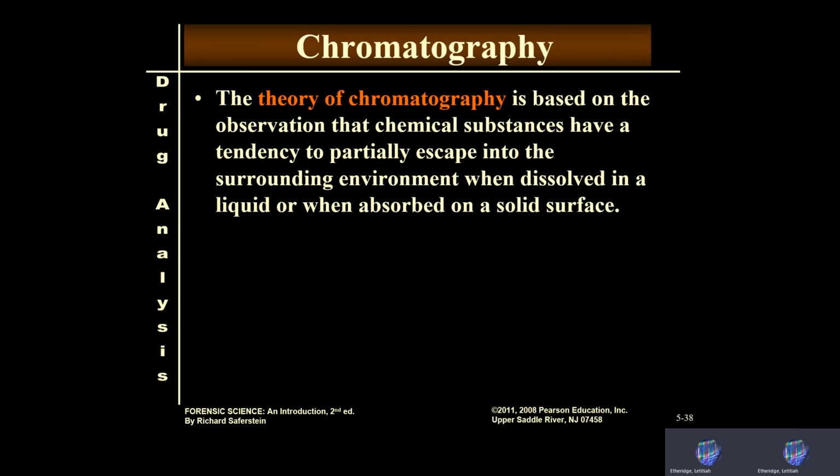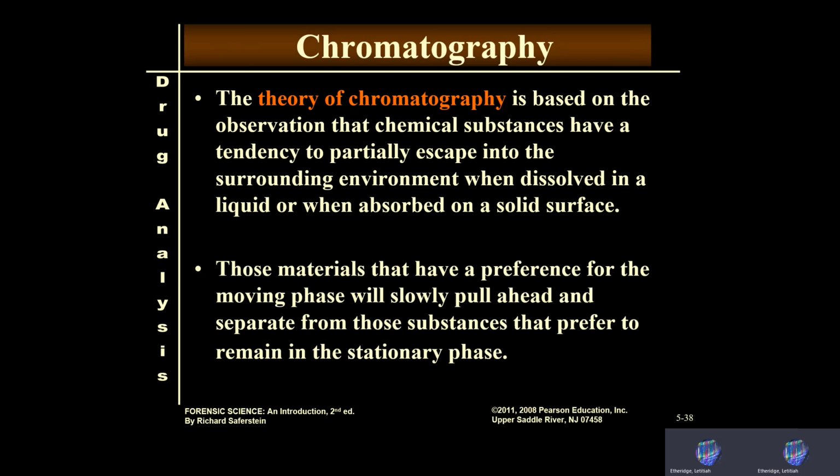Okay, so the theory of chromatography is going to be based on the theory that chemical substances are going to partially escape into the environment when they are dissolved in a liquid or absorbed on a solid surface. There are different types of chromatography, which we'll talk about. We'll talk about TLC, which is thin layer chromatography. We'll talk about PC, which is paper chromatography. And then, of course, we'll talk about the gold standard, which is gas chromatography.